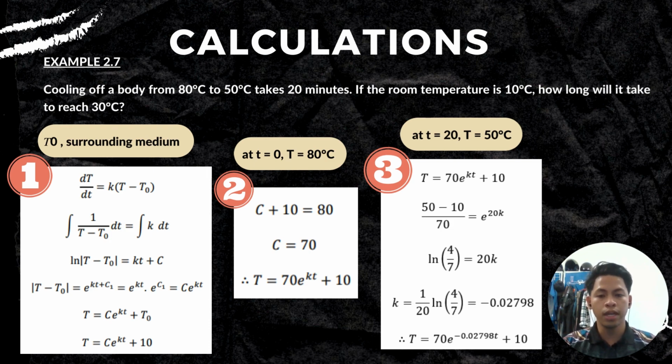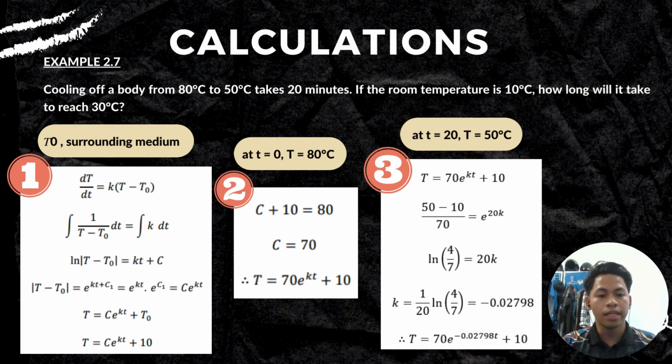So for the first step, we find the equation for the surrounding medium. With the use of differentiation and integration, we will get the equation T equals C e to the power of kt plus 10. And after that, for the second step, at t equals 0 and the temperature is 80 degrees, we will find the value of C, which is 70, and insert it into the equation, where we'll get T equals 70 e to the power of kt plus 10.